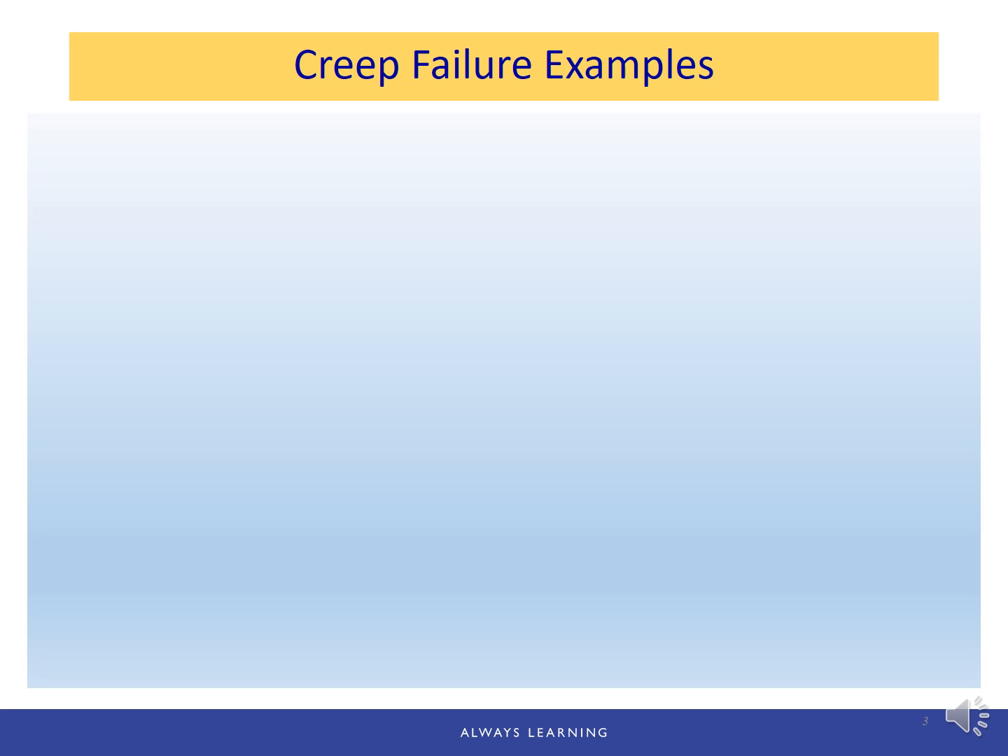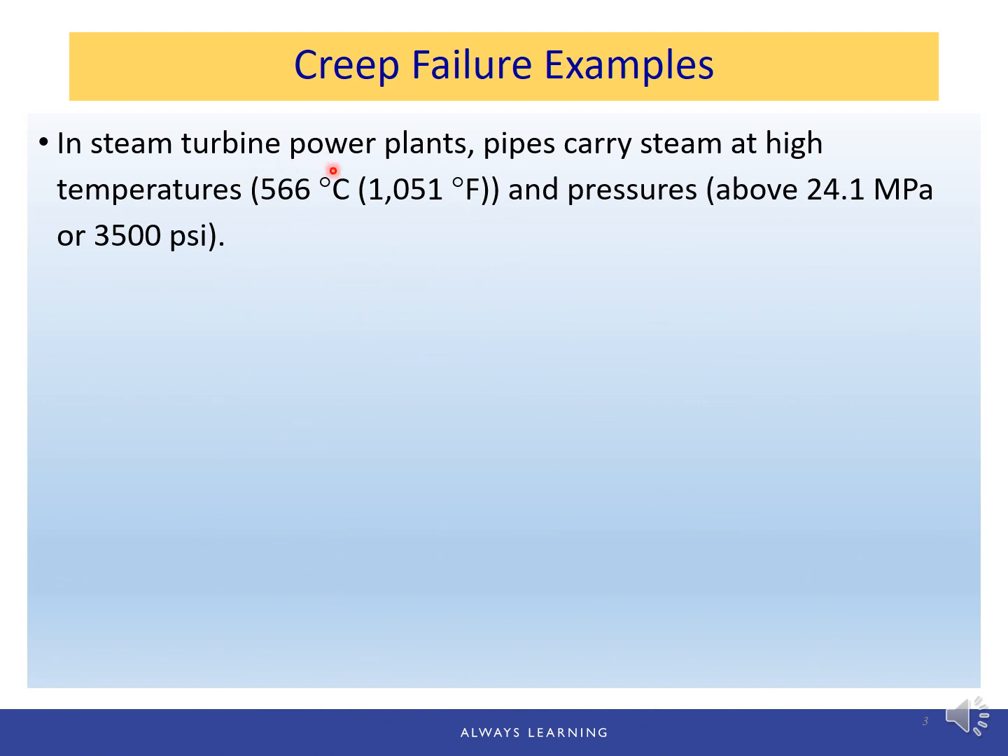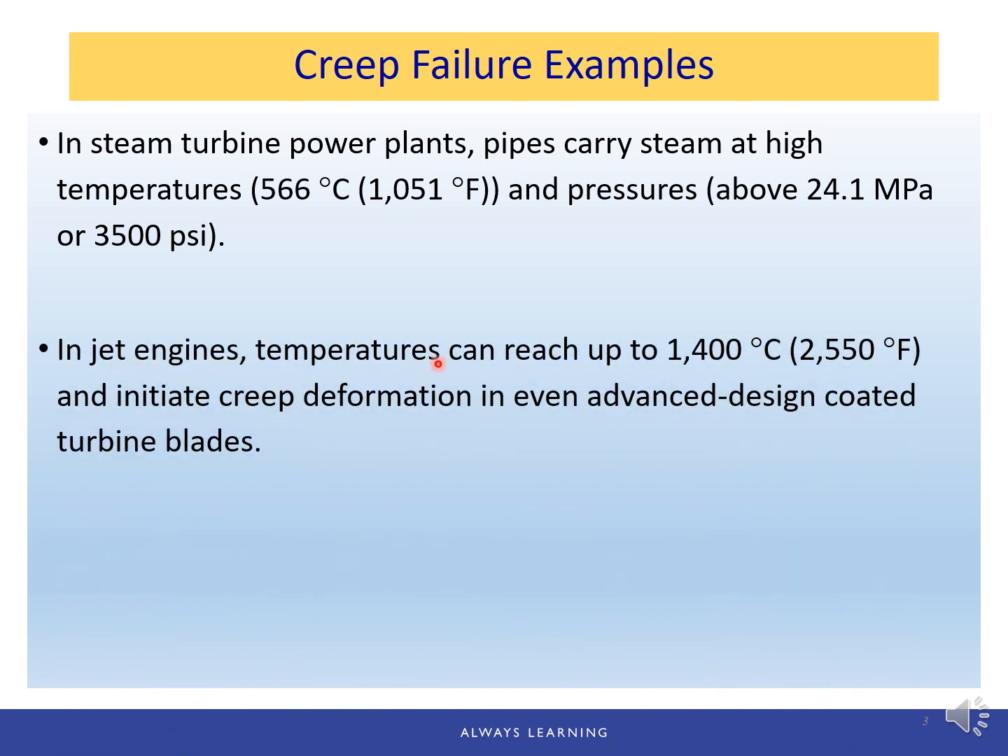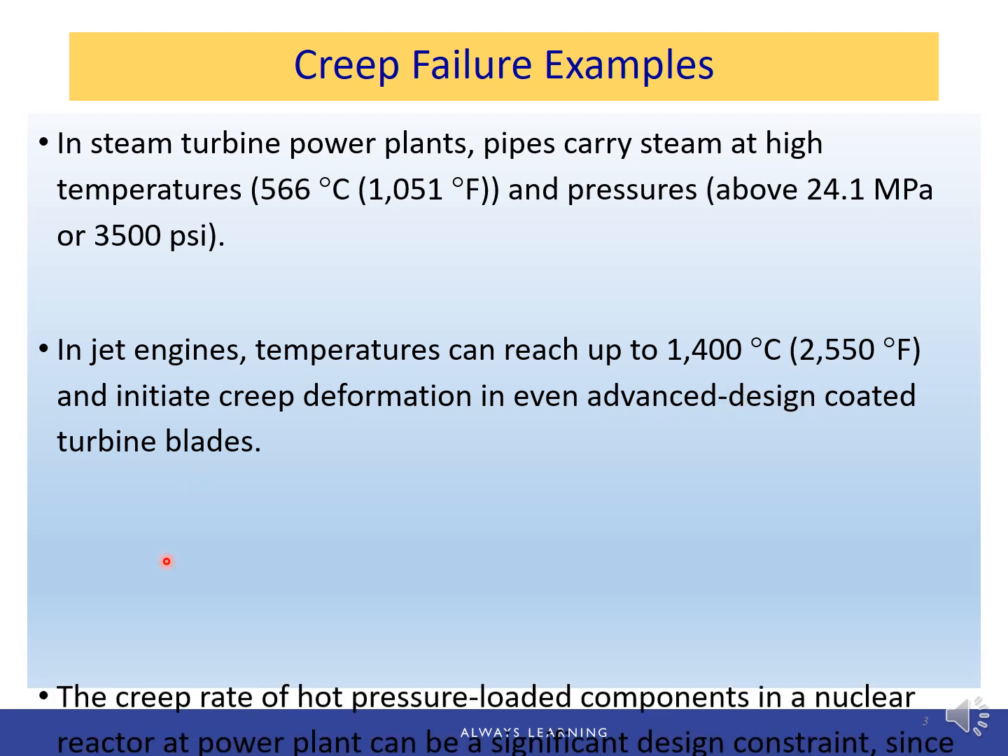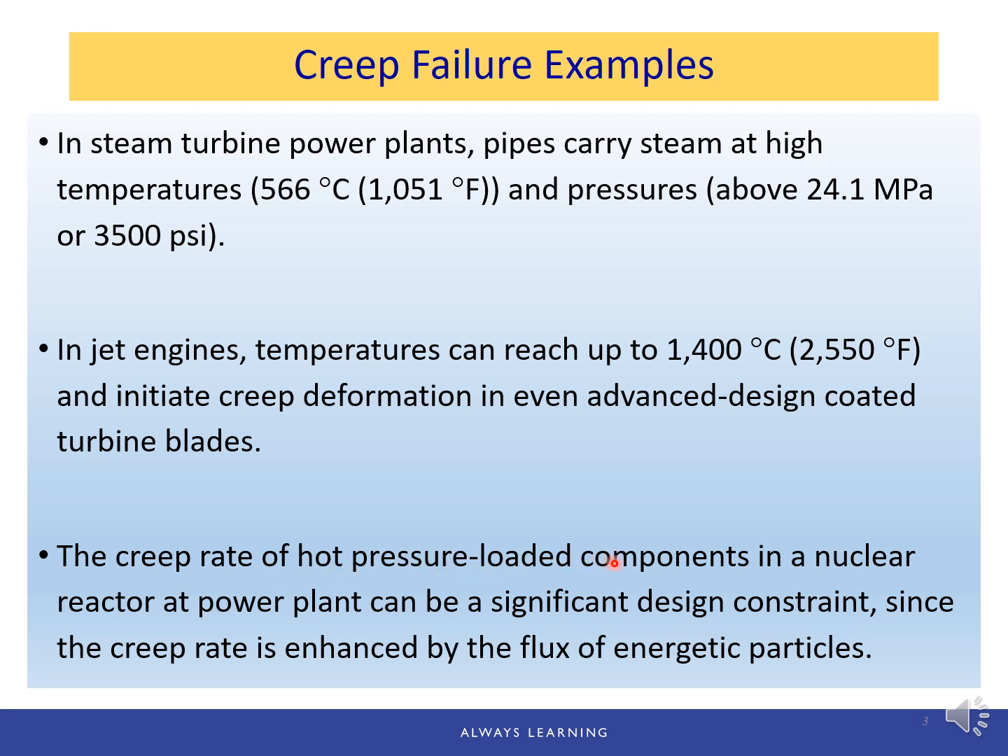Here are a couple of creep failure examples for components being used at elevated temperatures. In steam turbine power plants, pipes carry steam at high temperatures and pressures, so creep failure can happen for those pipes. In jet engines, temperatures can reach up to 1400 degrees Celsius and initiate creep deformation in even advanced design-coated turbine blades. And the creep rate of hot pressure-loaded components in a nuclear reactor power plant can be a significant design constraint, since the creep rate is enhanced by the flux of energetic particles. Therefore, it is crucial to understand the creep behaviors of materials.